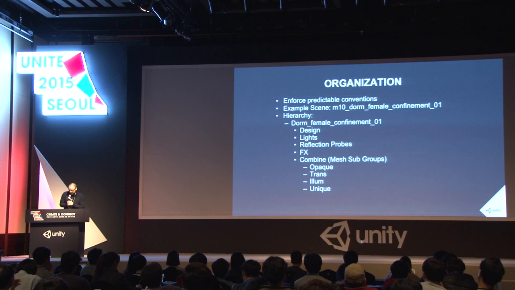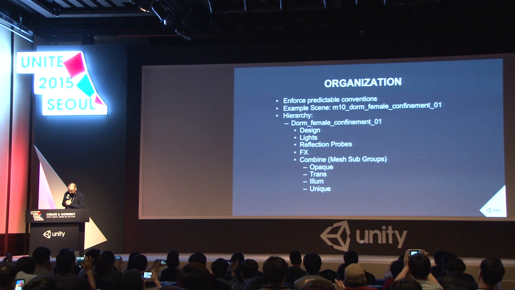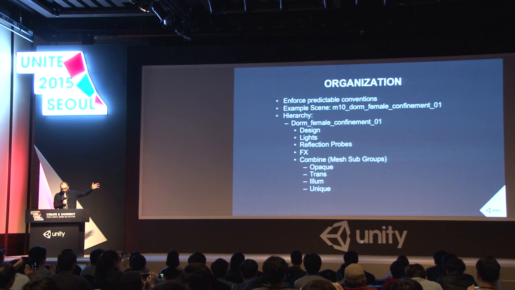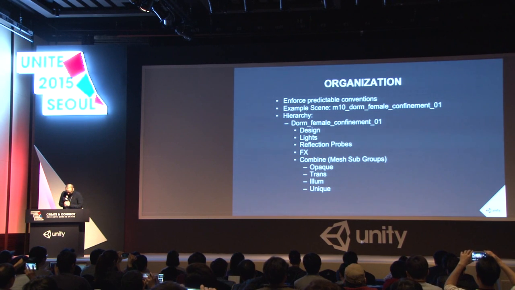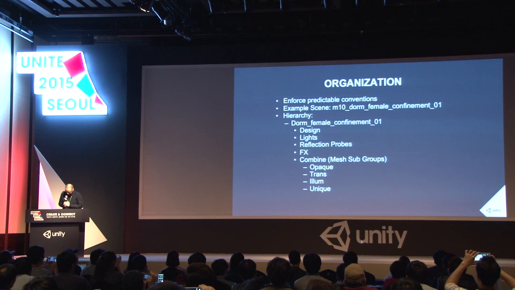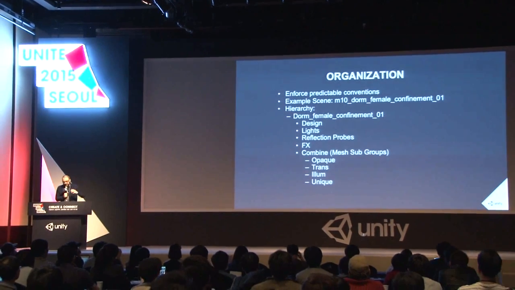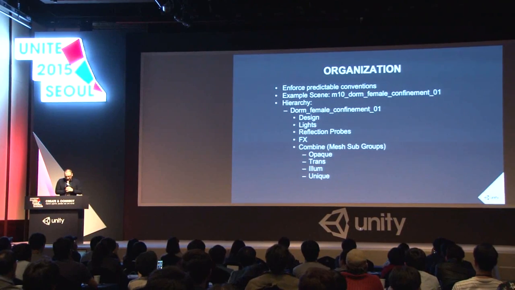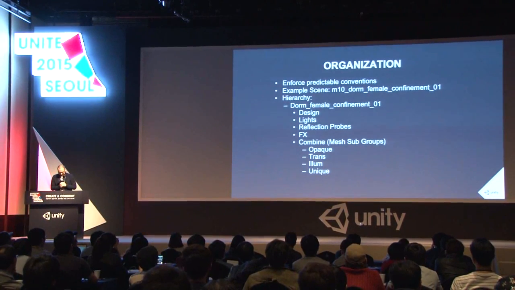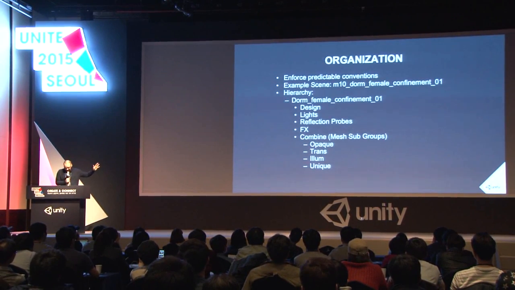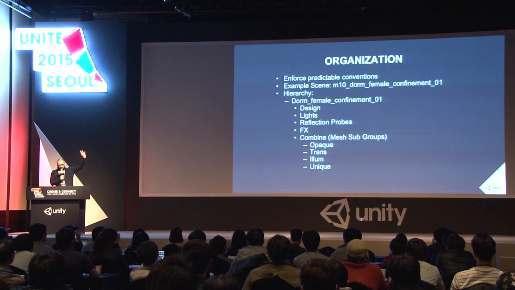Organization refers to the process that allows us to group content together and establish relationships among them. In this example, we have a scene called M10 Dorm Female Confinement 01. Using our naming conventions, you can see that the artists make it very clear how the content relates to one another. Contained in the hierarchy, they structure all the art scenes as listed in this slide. The root node in this case is Dorm Female Confinement 01, and that root has a bunch of subdirectories.